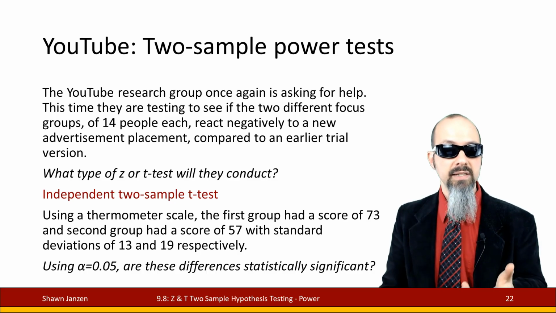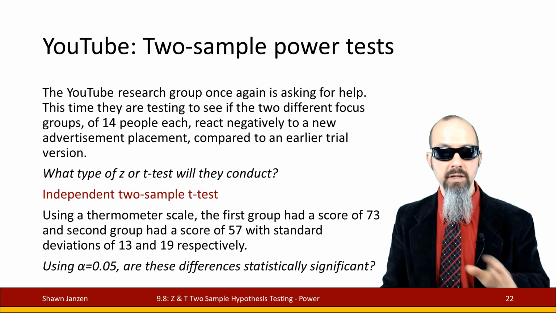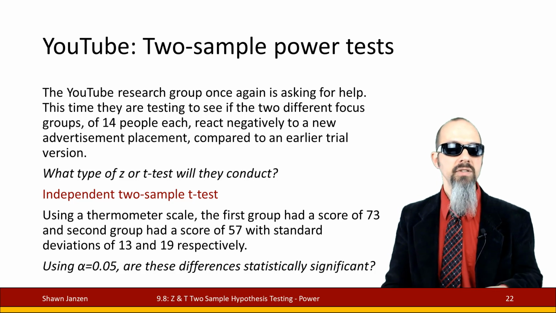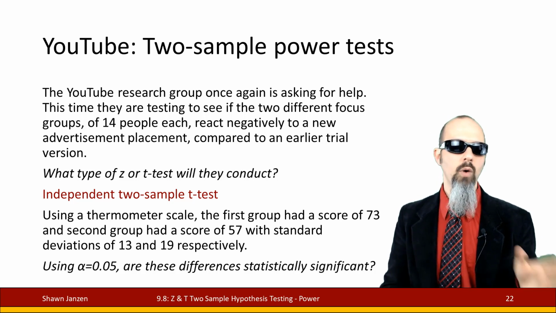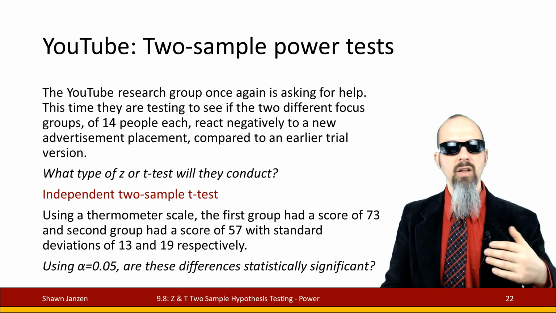The answer is that it would be an independent two-sample t-test. These are two separate focus groups with different people in each one, and they're looking at this data together and getting a comparison. And the researchers here are using what we call a thermometer scale. Thermometer scales are typically coded from 1 to 100 or 0 to 100, where just like a thermometer, a high number means hot and a low number means cold.